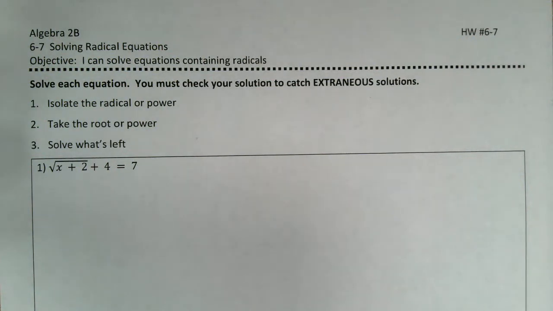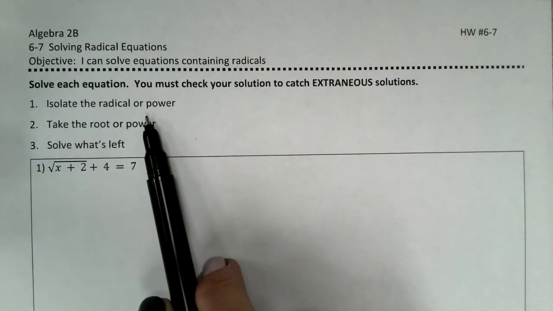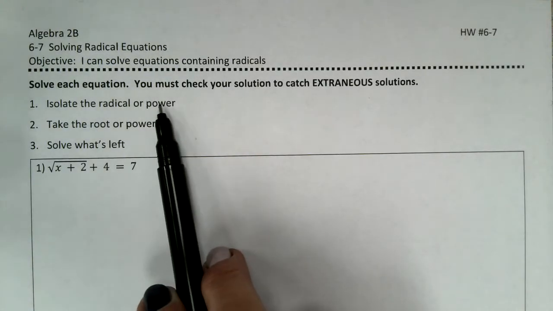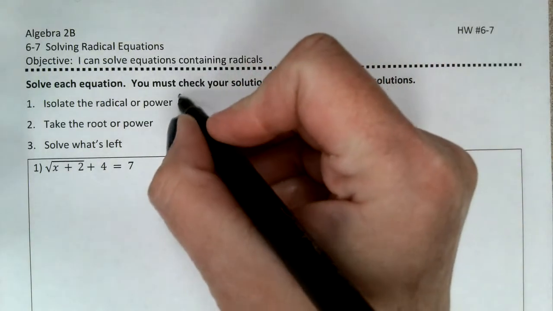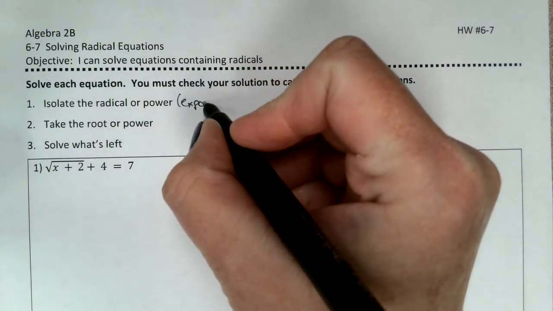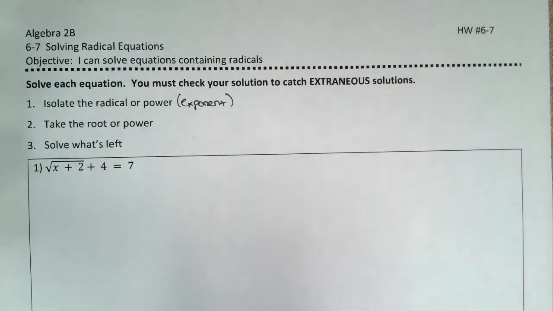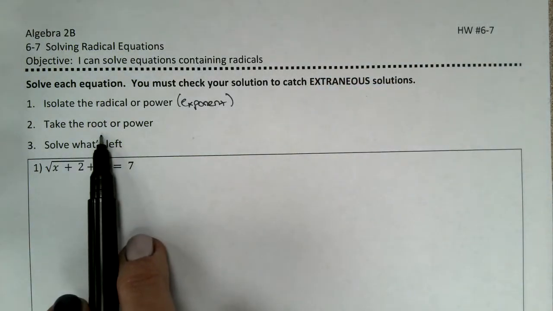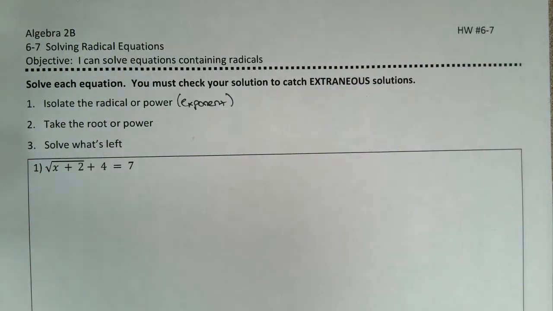Algebra 2, we're going to solve some radical equations now. So there are three basic steps. You're going to isolate the radical or the power. Power just means that it's in exponent form. You're going to take the root or apply the power, and you're going to solve what's left.